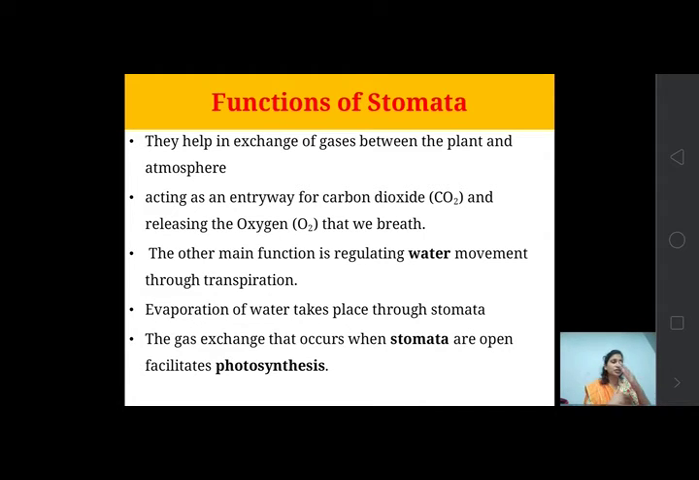So this exchange, this coming and going of gases, takes place through the stomata. Hence ultimately the stomata help in gaseous exchange and also in the preparation of food. That means they facilitate the photosynthesis process also.